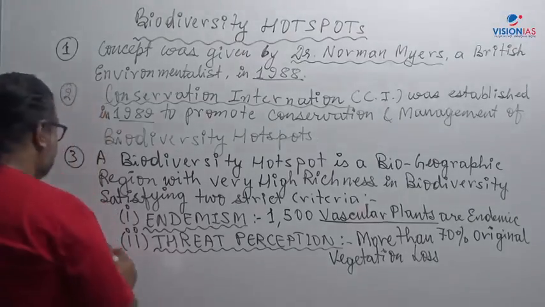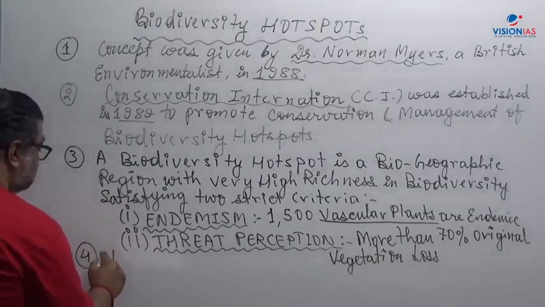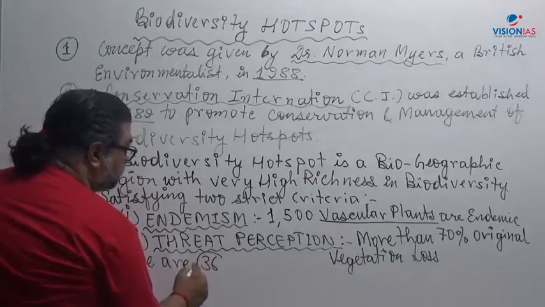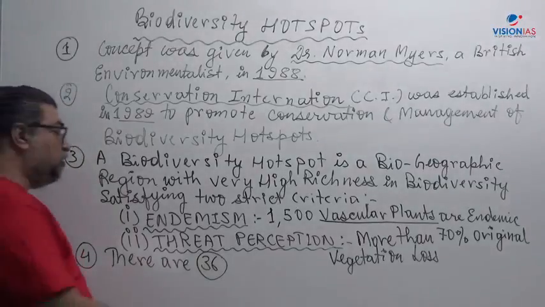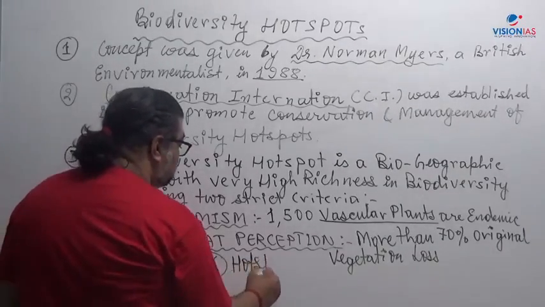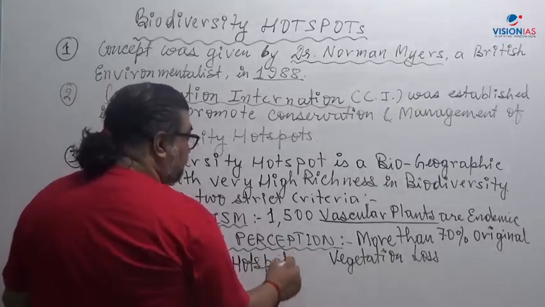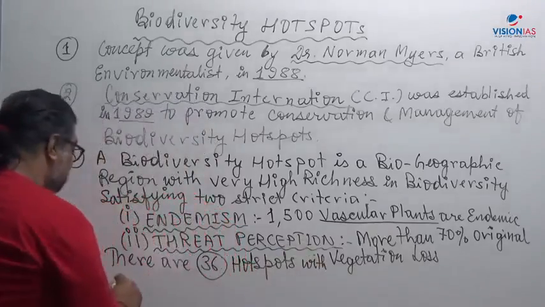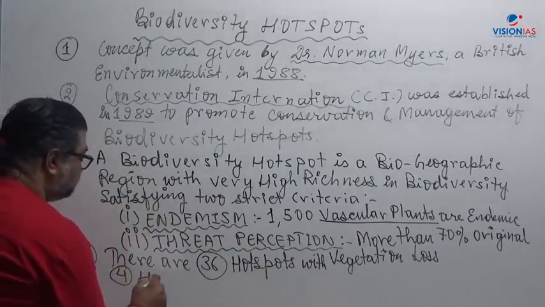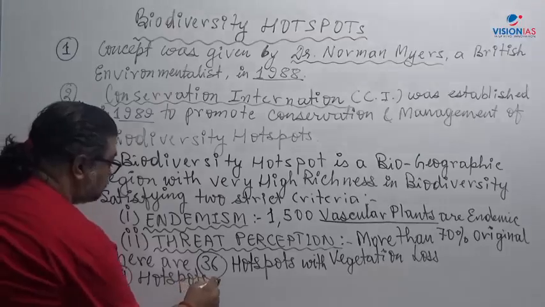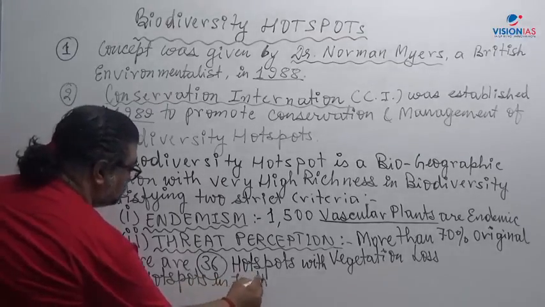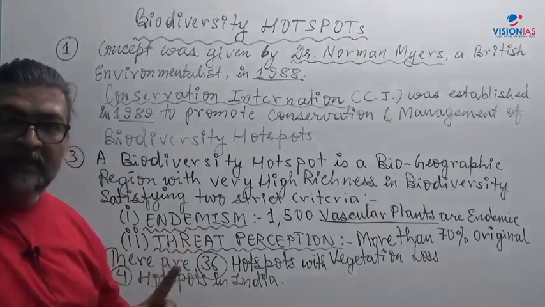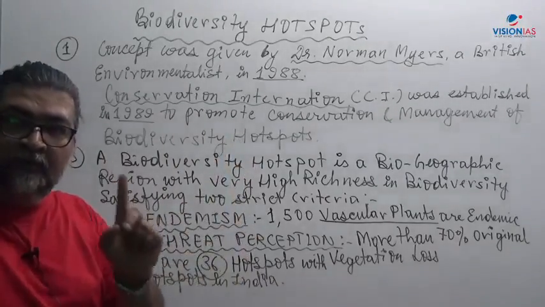Now worldwide, there are 36 hotspots declared, with 4 hotspots in India. Conservation International looks into that, and there are 4 which are part of India.